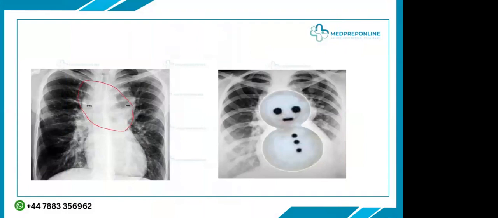This is the head of the snowman, and this is the trunk of the snowman, and this is the increased pulmonary vasculature. That's why this is called the snowman in the snow appearance, because there is increased pulmonary vasculature. That's why they have given this name.